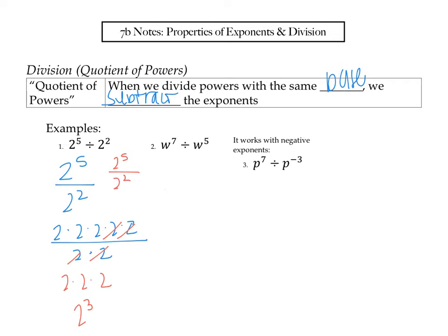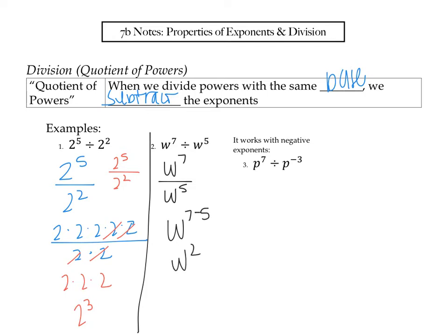So now with our w's over here, let me just rewrite it as a fraction first. And you can probably infer what's going to happen. If I was to write out all my w's on top and bottom, I'd have 7 on top and 5 on the bottom. So then they'd cancel out. So rewrite this and we'll put 7 minus 5, which is just w squared. Okay, so that would be my final answer that I would box. That's the most simplified version.